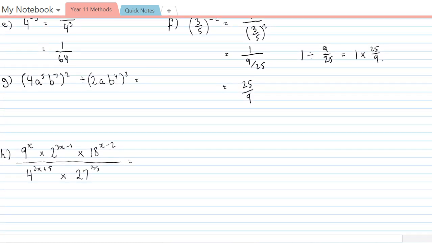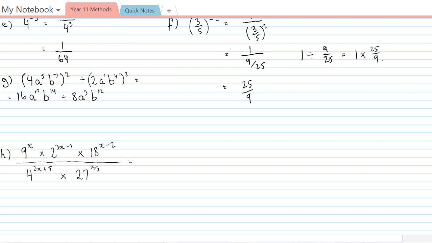Question G. Again, we have multiple things inside the brackets. I might just take this down to the next line. Everything that's in the brackets must be raised to the power. So 4 to the power of 2 is going to be 16. a to the power of, we multiply these powers, so 5 times 2 is 10. b to the 14 divided by 2 cubed, which is 8. a to the power of 1 cubed, multiply the powers, we get a to the power of 3. b to the power of 4 cubed becomes b to the power of 12.